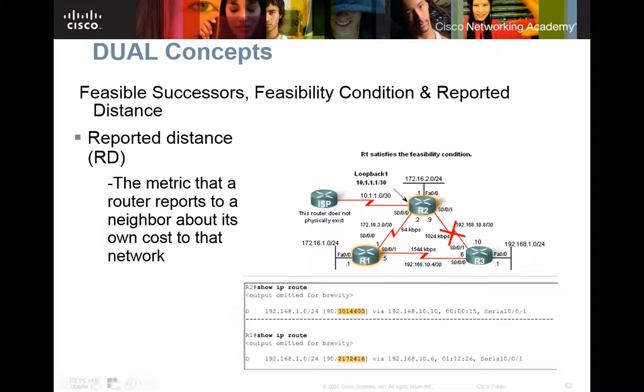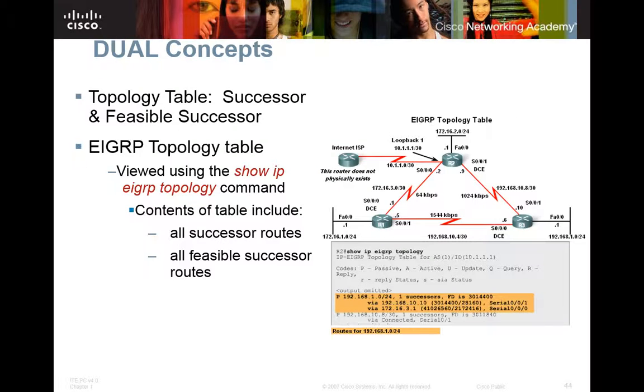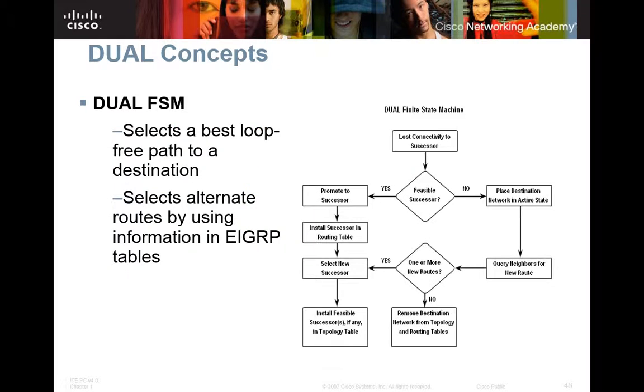The reported distance will come back and it may change this if there's something different. Feasibility condition is met when the neighbor's RD is less than the local router's FD to the same network. Am I becoming monotone tonight? Kristen says yes. I'm not going to cover more on DUAL.